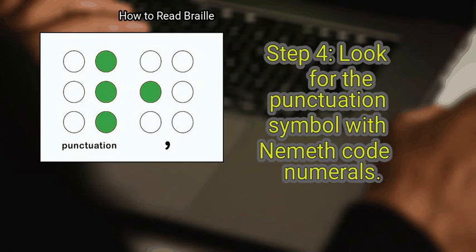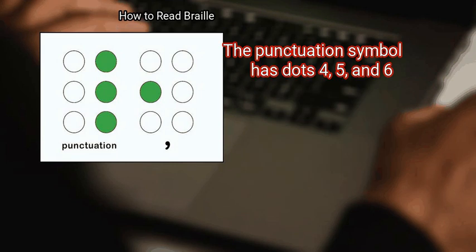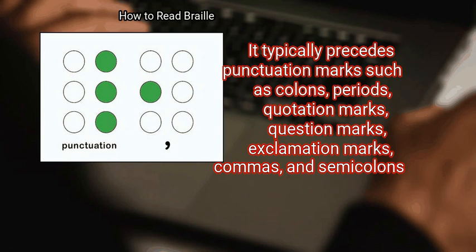Finally, look for the punctuation symbol with Nemeth code numerals. The punctuation symbol has dots 4, 5, and 6. It typically precedes punctuation marks such as colons, periods, quotation marks, question marks, exclamation marks, commas, and semicolons.